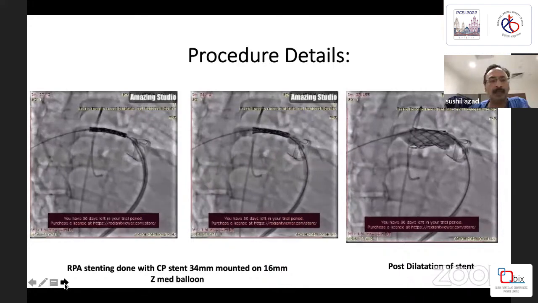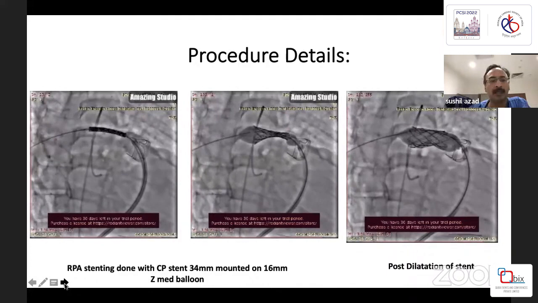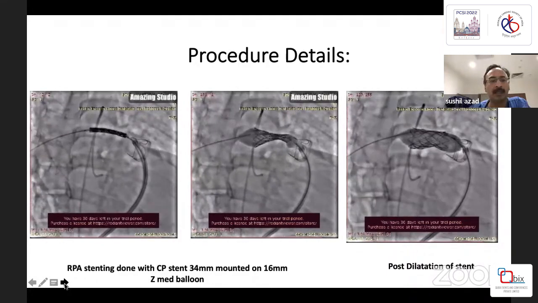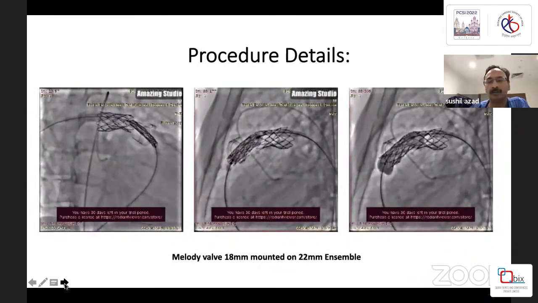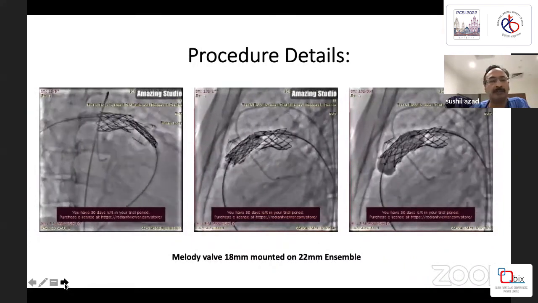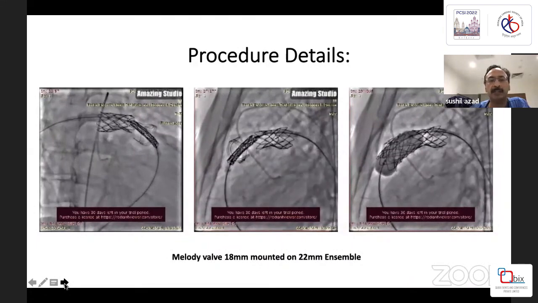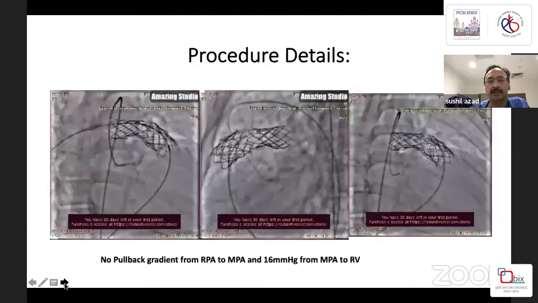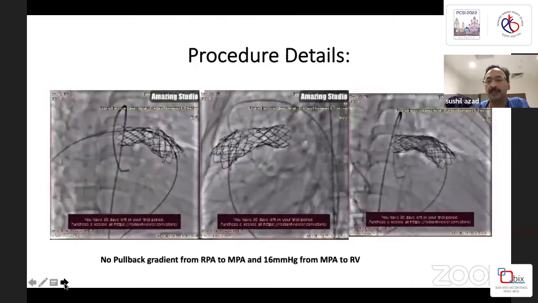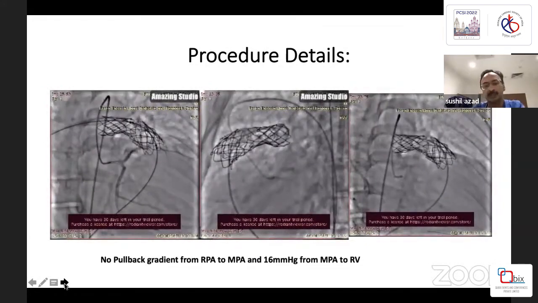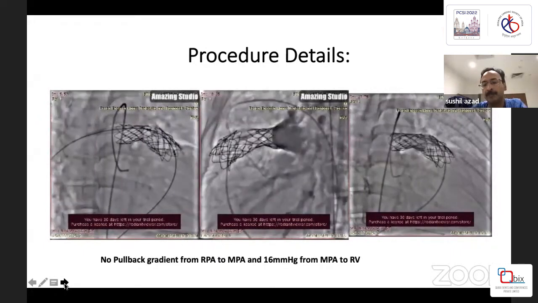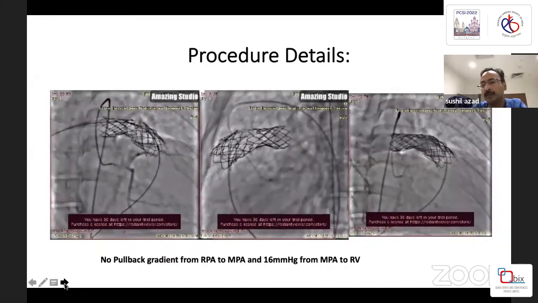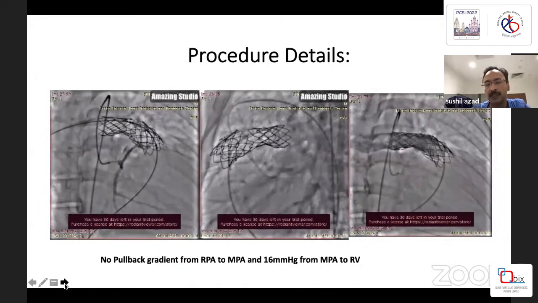And then we took an 18 millimeter valve, mounted it on a 22 millimeter Ensemble and implanted it across the degenerated bioprosthetic valve. So this was the final coronary angiogram and the final angiograms in both the lateral and the RAO projection. You can clearly see there was no obstruction, there was no pullback gradient from the RPA to MPA, and from MPA to RV, the pullback was only 16 millimeters of mercury. This is a fairly reasonable result.